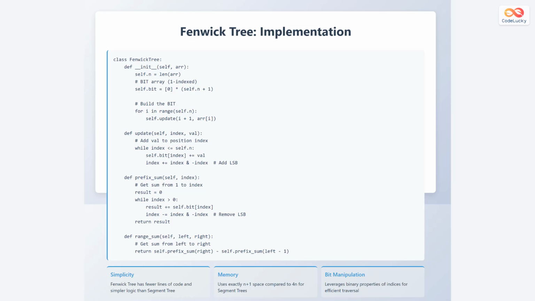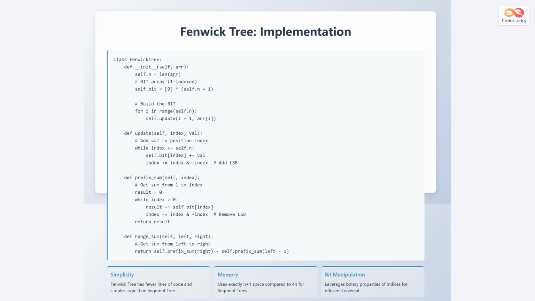The update method adds a value to the specified index and updates all ancestors in the tree. The prefix sum method calculates the sum of elements from 1 to the specified index by traversing up the tree, summing the values along the way. The range sum method calculates the sum of elements between two indices by subtracting the prefix sum of the left index minus 1 from the prefix sum of the right index.